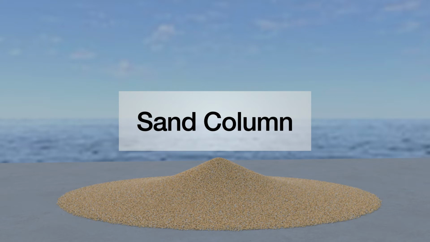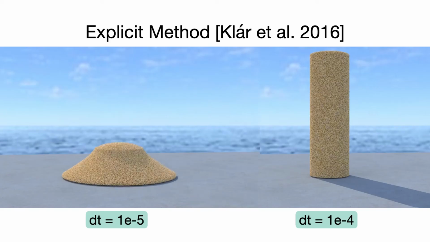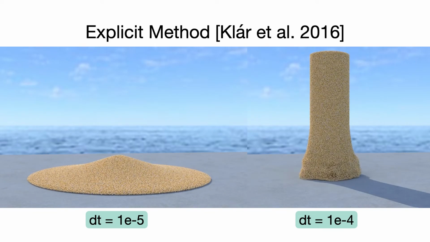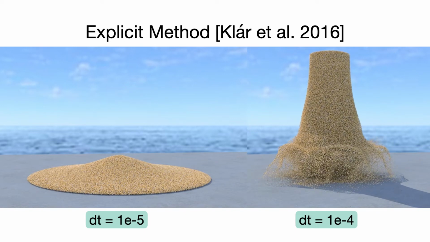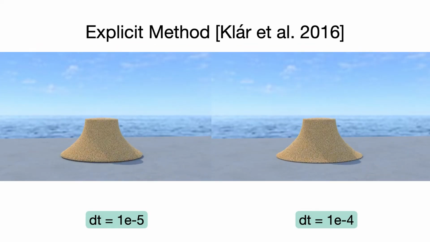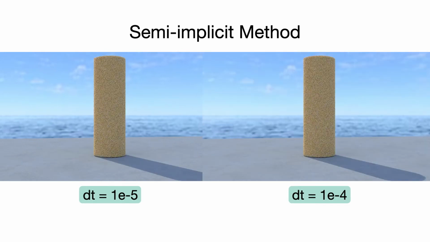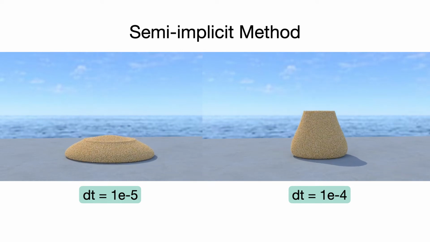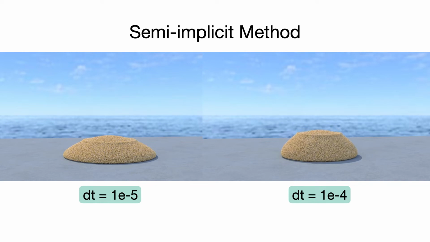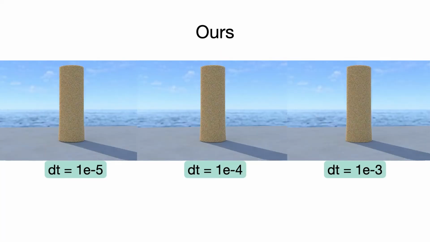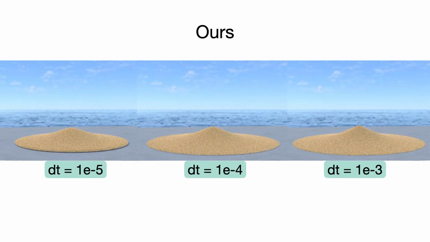We simulate a column of sand collapsing on the ground with the Drucker-Prager plasticity model to compare our model to existing ones. The time step size of the explicit method in Clark et al. 2016 needs fine-tuning to avoid explosion. For their implicit method, the time step size requires fine-tuning as well to ensure convergence and maintain stability. The semi-implicit method results in severe artifacts even with a small time step size, and the results are not consistent when using different time step sizes. Instead, our method produces consistent high-quality results for both small and large time step sizes.